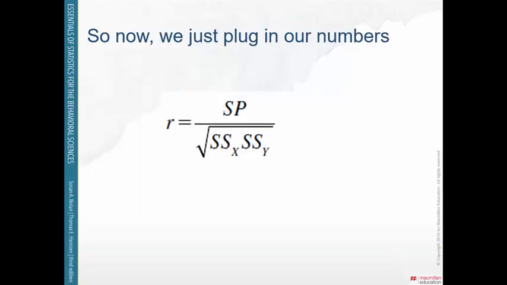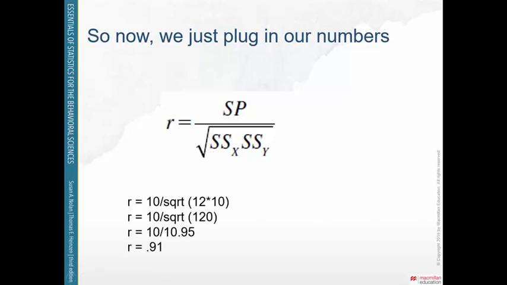There's our formula. Sum of products over the square root of sum of the squares x times sum of the squares y. So our sum of products was 10 over the square root of 12 times 10, right? Sum of the squares x was 12, sum of the squares y was 10. So it's 10 over the square root of 120, which is 10 over 10.5, which gives you a correlation of 0.91.